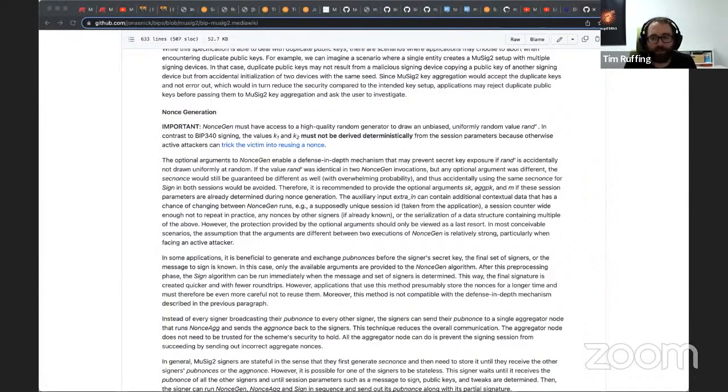Here, when you look at nonce generation, it has this important note. Nonce gen must have access to a high quality random generator to draw an unbiased, uniformly random value rand. Here, we even say it explicitly: must not derive deterministically.